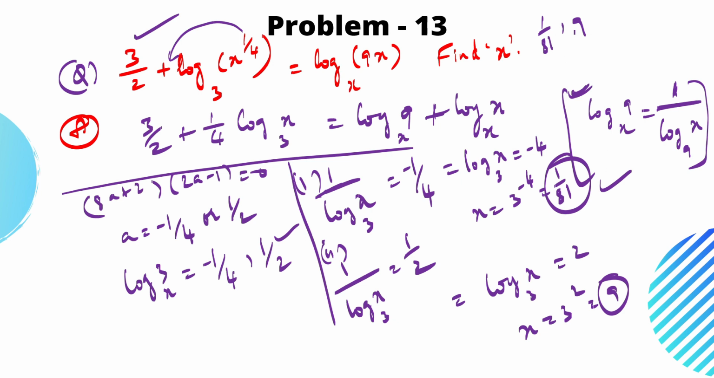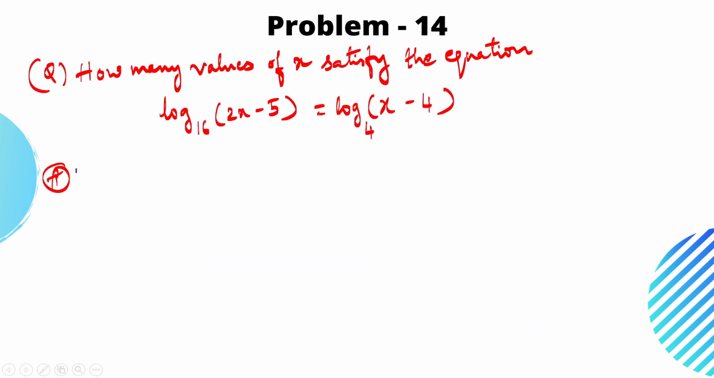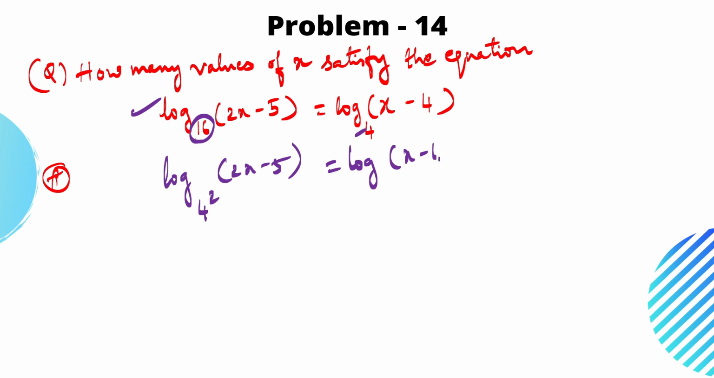Hope this is clear. So how many values of x satisfy the equation? Alright. Here we have base 4, so let us change this 16 as 4. 16 can be written as 4 square. So log 2x minus 5 to the base 4 square is equal to log x minus 4 to the base 4.